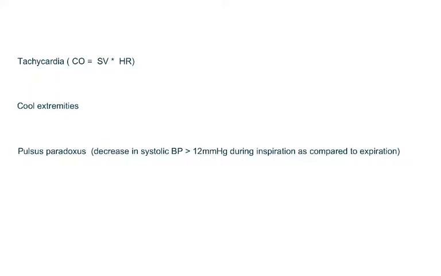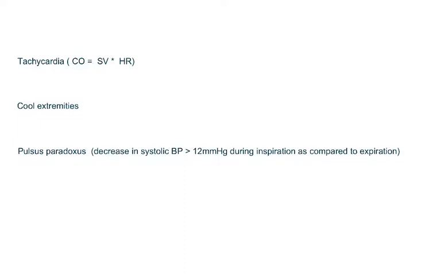distant extremities is decreased. Pulsus paradoxus is also one of the indicators of cardiac tamponade, which means that the systolic blood pressure drops more than 12 millimeters of mercury during inspiration as compared to expiration. When you look at the patient, they will not look well. They will be drowsy, fatigued, agitated. They might even complain of syncope.